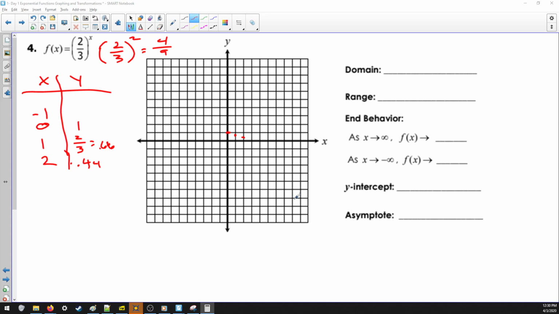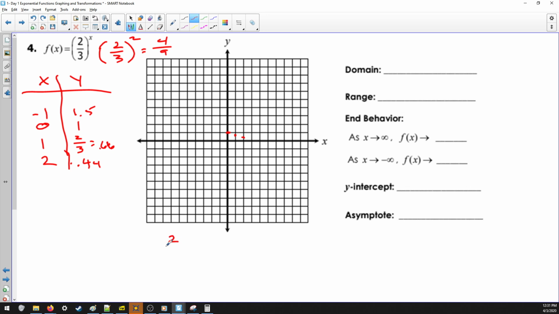So when I plug in a -1, I get back a 1.5. And that's kind of consistent with how our numbers are going. If you look, these numbers are small, 0.44, and they get bigger, 0.66, and they get bigger, 1, and then they should be getting bigger. So 1.5 is good.